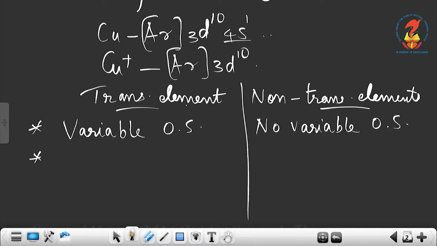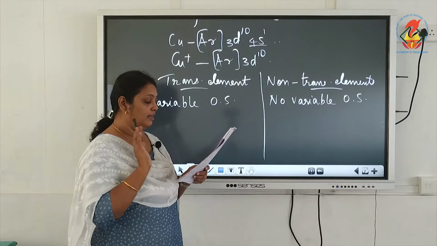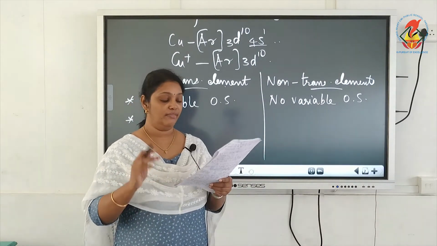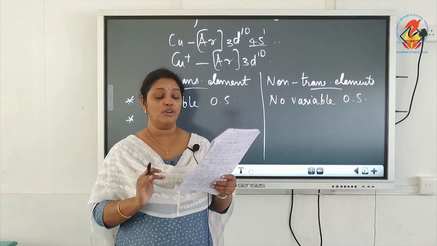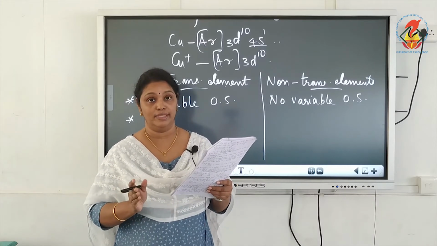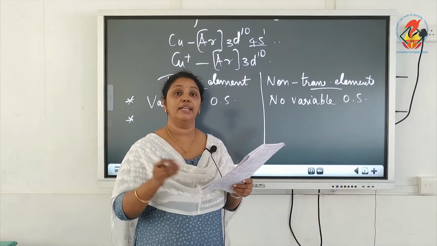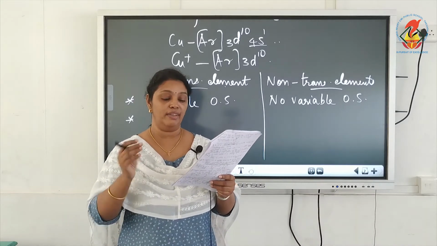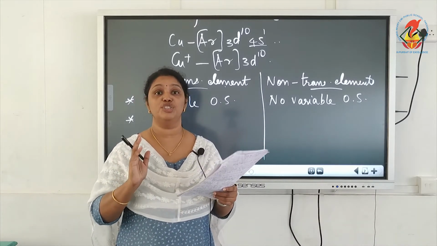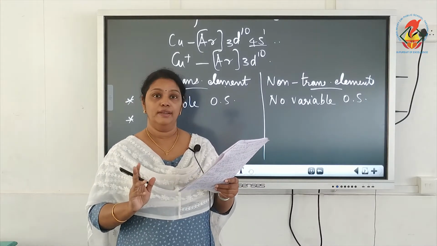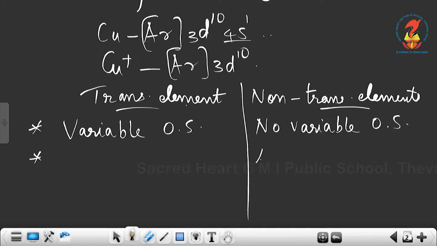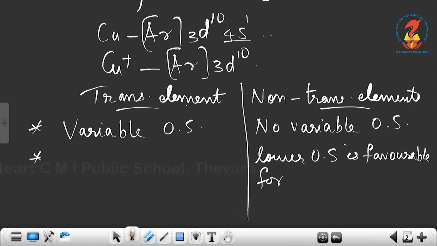Now the next difference in the oxidation state is that in non-transition elements, or we can say in p-block elements, the lower oxidation state is favorable for heavier members. That means down the group, the last elements are heavier elements, and the lower oxidation state is favorable for them, and we know the reason. That reason is the inert pair effect. So for non-transition elements, the lower oxidation state is favorable for heavier elements.